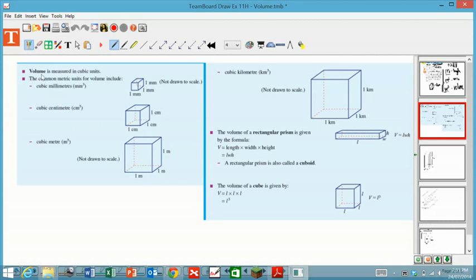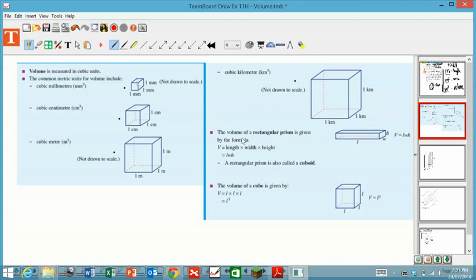So key ideas. Volume is measured in cubic units. The common metric units for volume include cubic millimeters, this one, cubic centimeters, this one, cubic meters, this one, cubic kilometers. Obviously not drawn to scale, these guys here. So that is what we're talking about.